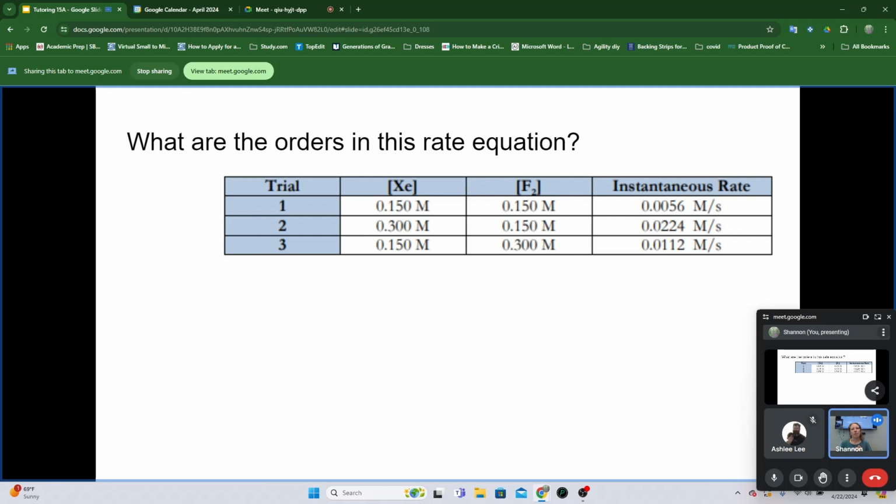Let's see if you can do this one on your own. So it doesn't matter which one we start off with first? Does it matter if I start with XE? No, it doesn't, as long as you pick the right trials.